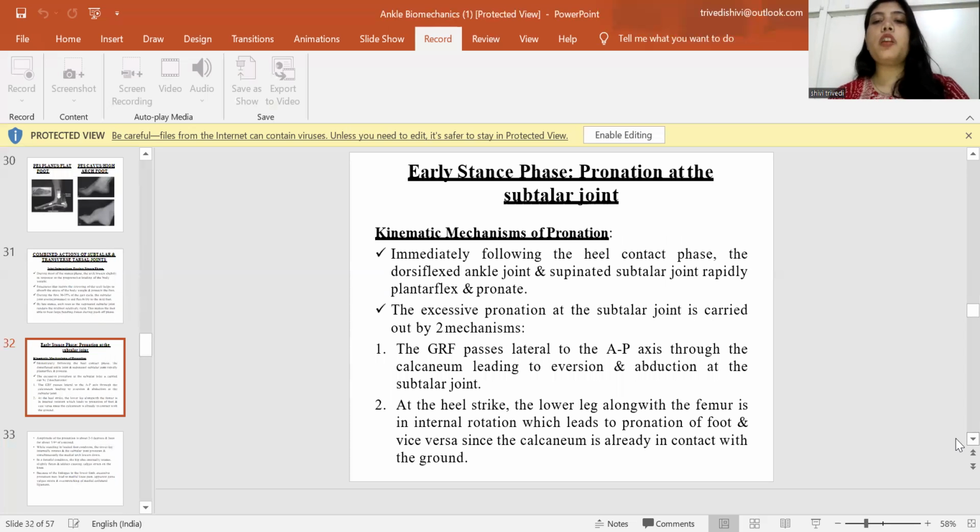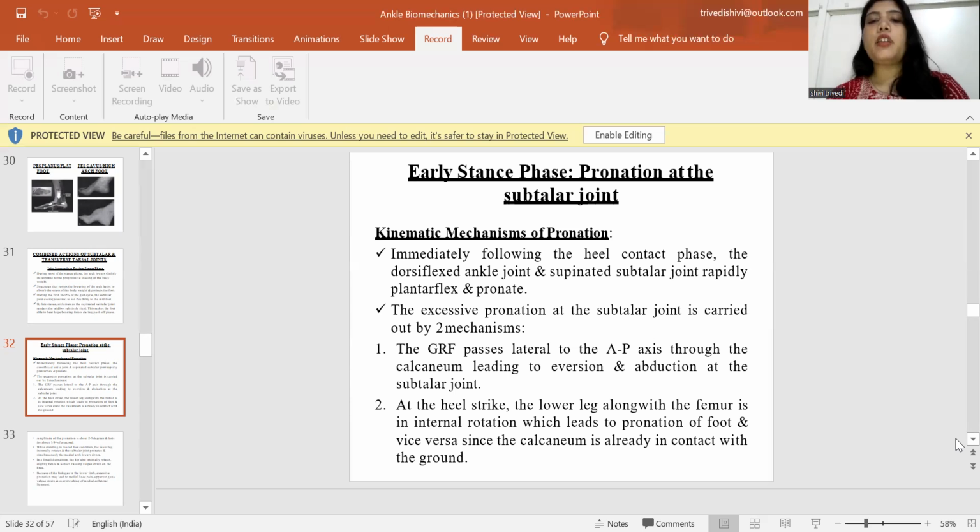Early stance phase pronation at the subtalar joint. Kinematic mechanism of pronation: immediately following the heel contact, the dorsiflexed ankle joint and supinated subtalar joint rapidly plantarflex and pronate. The excessive pronation at the subtalar joint is carried out by two mechanisms. First is the ground reaction force, which passes lateral to the anterior posterior axis through the calcaneus, leading to eversion and adduction at the subtalar joint.